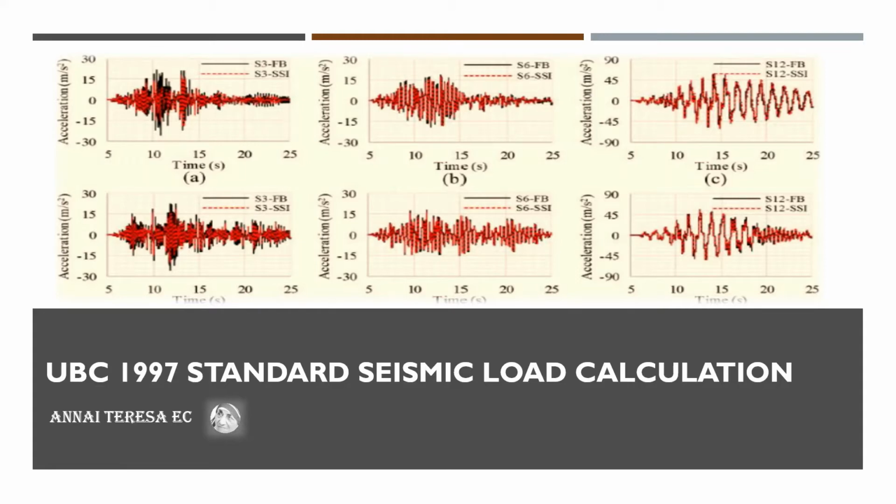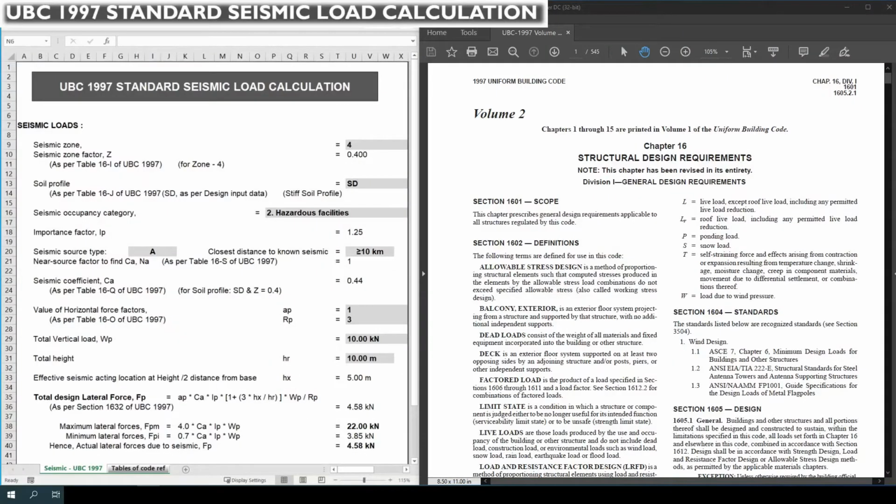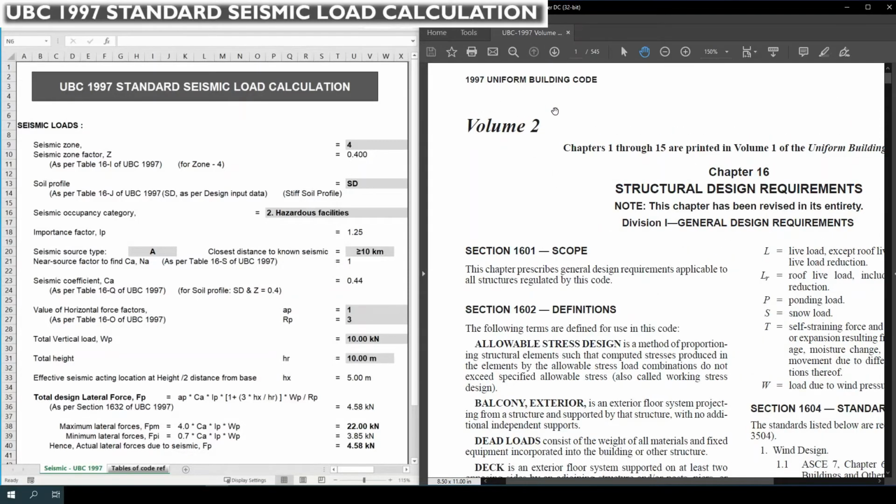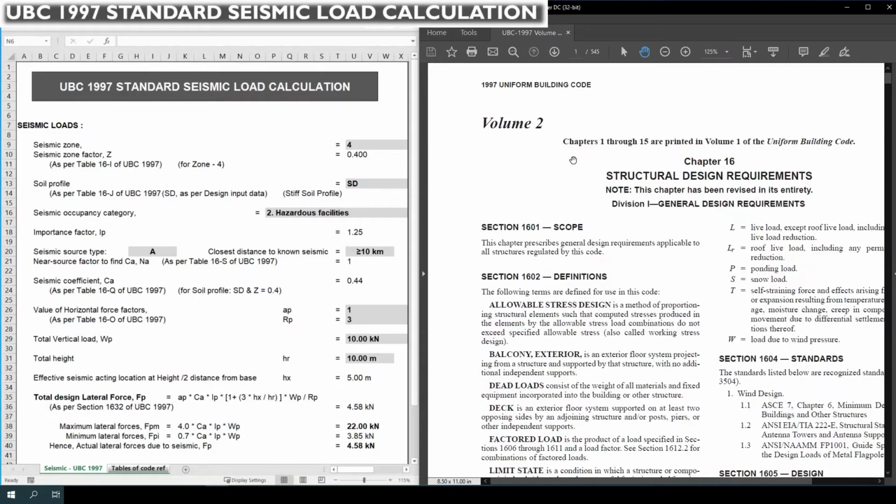In this video, we are going to do seismic load calculation based upon UBC standard. On the right hand side, you can see a PDF file which is showing the 1997 Uniform Building Code. That is the UBC code which we are going to follow to calculate seismic load. On the left hand side, you can see an Excel sheet which is developed to demonstrate this seismic load calculation using 1997 UBC. So the first input we record is the seismic zone.